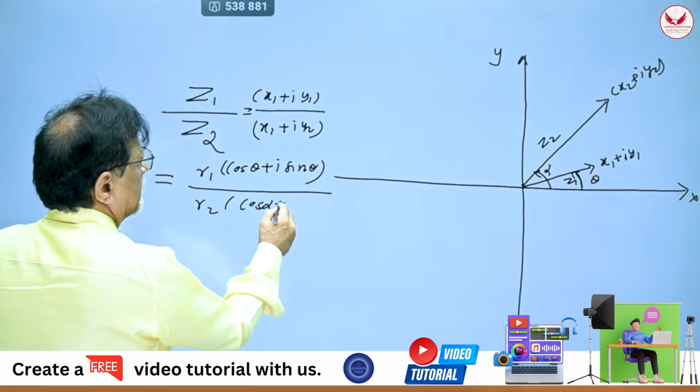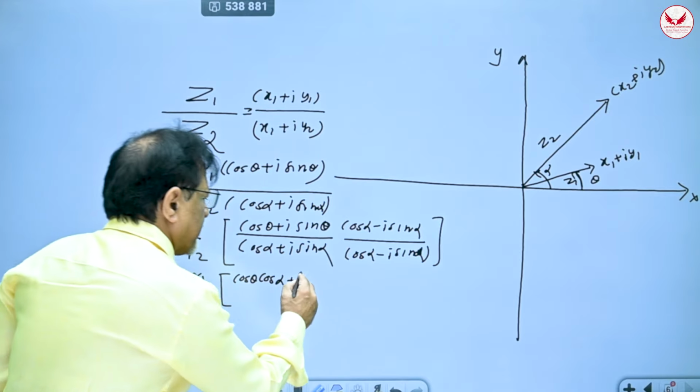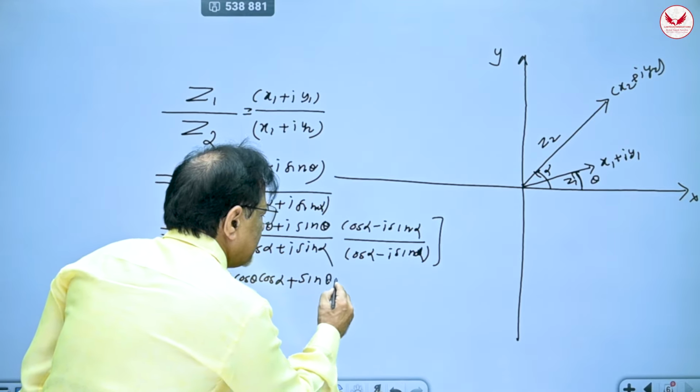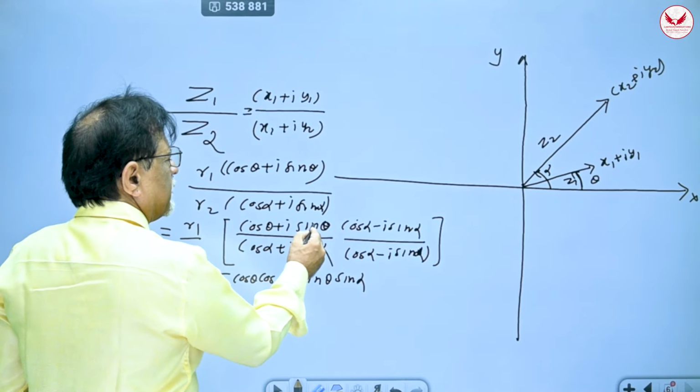Okay, fine. So what is this? R1 upon R2 will remain outside. And inside, what will it become? See, this is cos theta into cos alpha. Cos theta, cos alpha. i into minus i is minus i square, and minus i square is plus. So this will become plus sin theta sin alpha. So I have taken this into this and this into this.